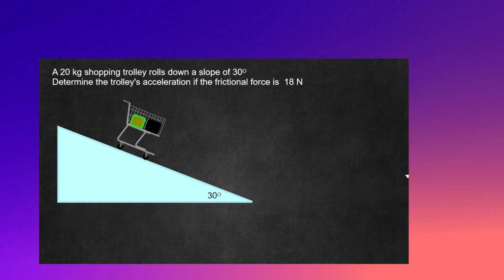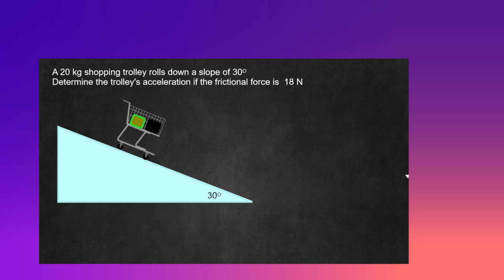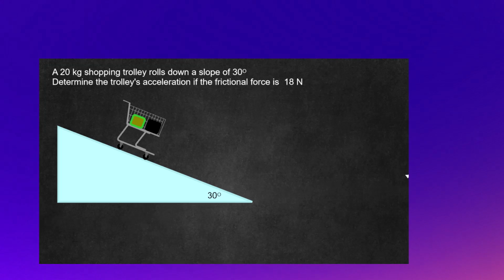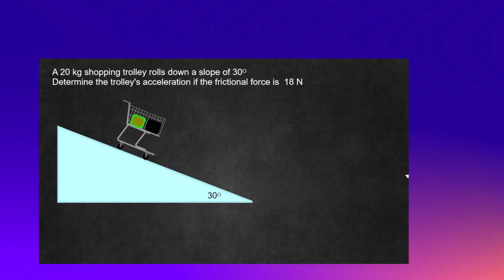A 20 kilogram shopping trolley rolls down a slope of 30 degrees, and we have to determine the trolley's acceleration if the frictional force is 18 newtons. Now, to find the acceleration, we must first of all find the unbalanced force, and to do that we must draw in the force vectors acting on that shopping trolley.